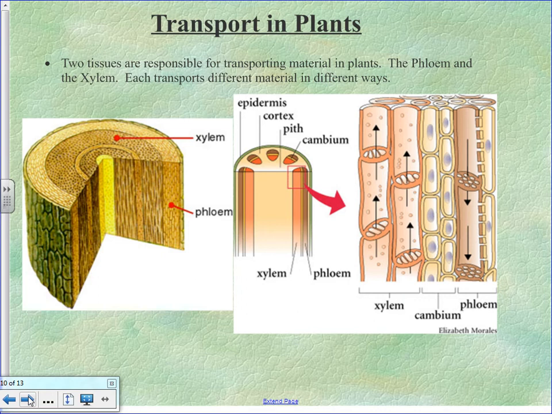All right, so transport in plants. Two tissues, like we said, are the phloem and the xylem. And you can see here in this diagram that the xylem is the interior part of the stem. The phloem is the exterior part of the stem. The phloem is actually living tissue, and the xylem is actually dead phloem cells. So the xylem tissue is not really living tissue anymore. It's old phloem tissue.